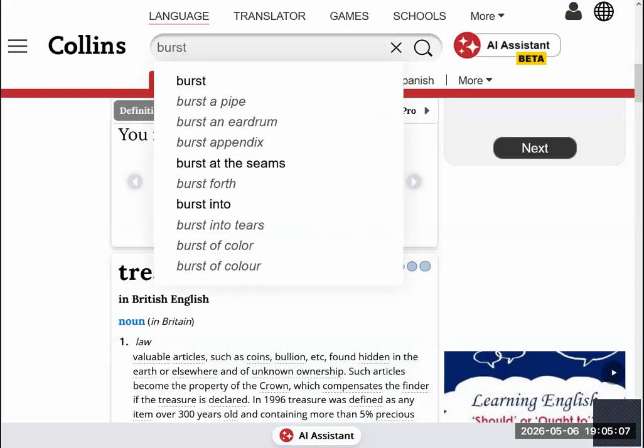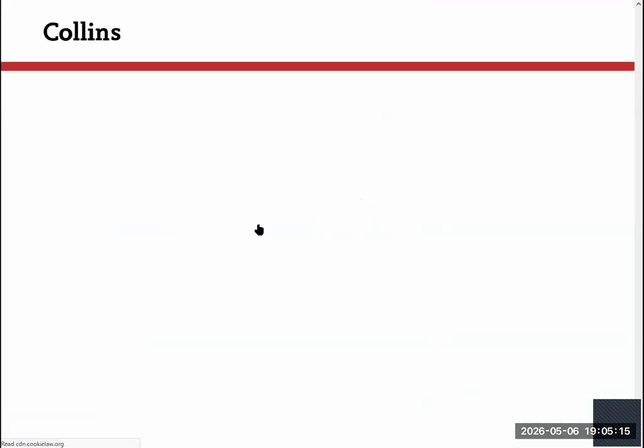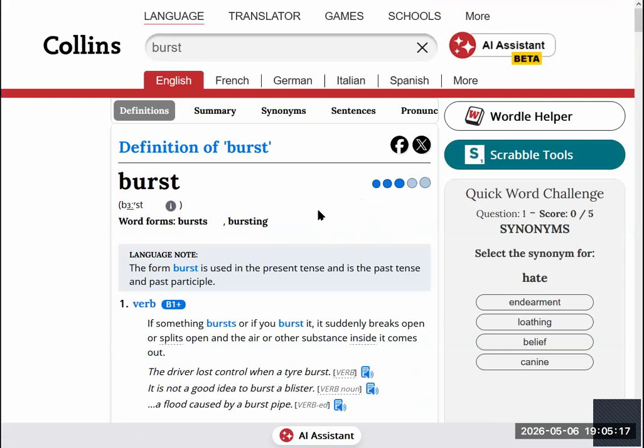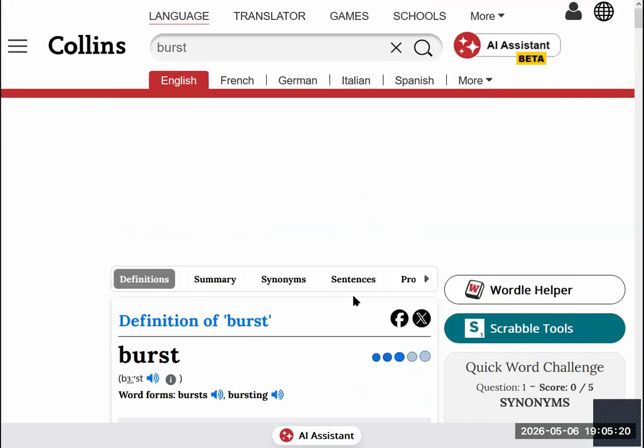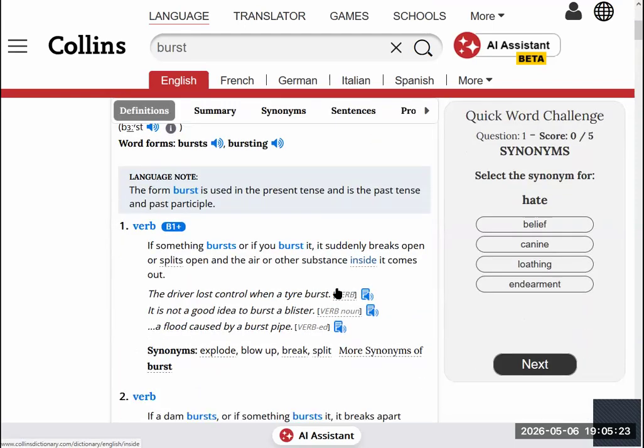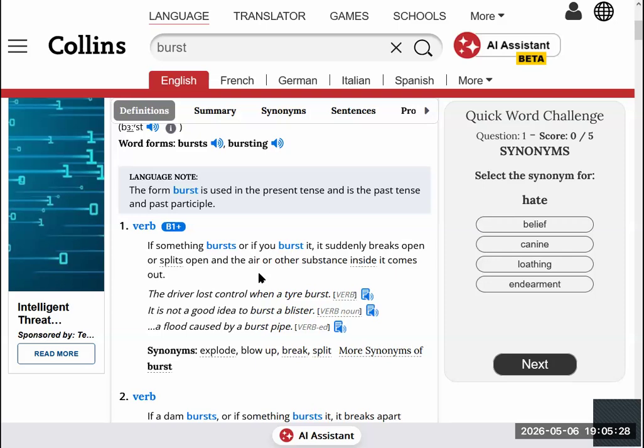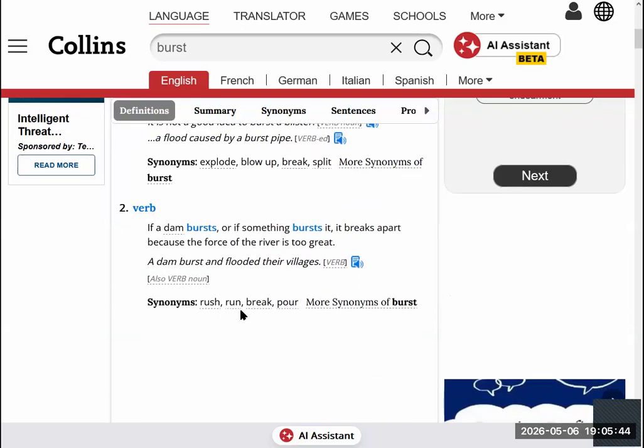So let's pop it in there as well. Burst, and it says burst a pipe, burst an appendix, burst into tears. So if you cry, you can say you've burst into tears. If something bursts, it suddenly breaks open or splits open, and the air or other substances inside come out. It does say explode as a synonym, or blow up, break, split, and other words too.